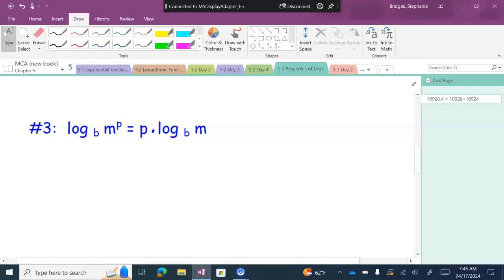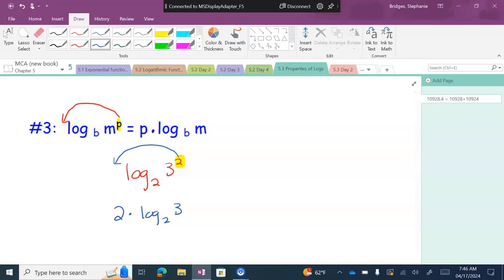On this one we have some log with a base, and in my argument is m to the p power. What this rule says is anytime I have an exponent on my argument, I can take that exponent and move it to the front of the log and multiply it. So if I had the log base 2 of 3 squared, I can take that exponent and move it to the front of the log, so it would become 2 times the log base 2 of 3. Just something without variables in it. So anytime your argument has an exponent on it, you can move that exponent to the front of the log and multiply it. Or if you have a number in front of the log, to make it one single log, we move it as an exponent.